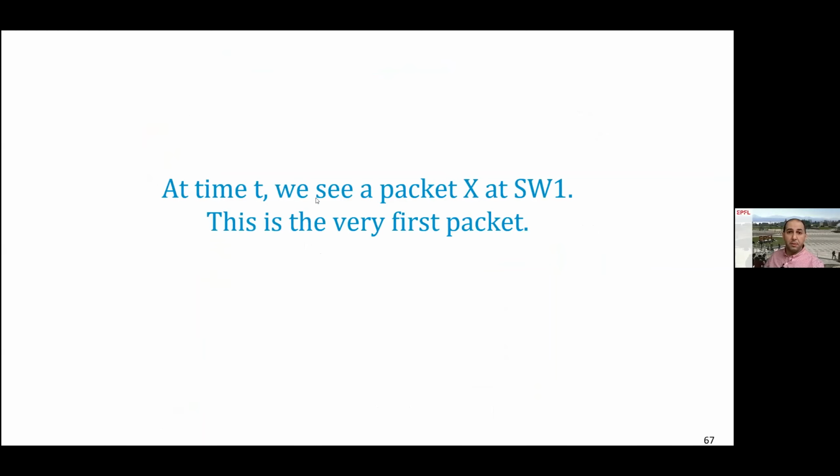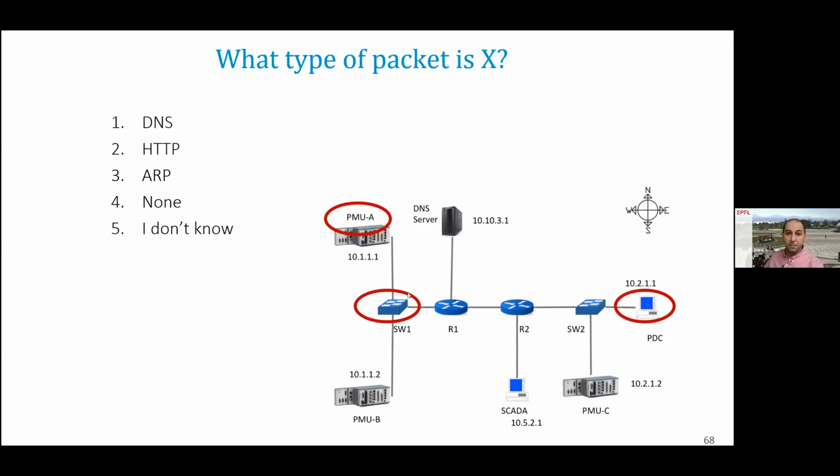At time T, we see a packet X at switch 1. This is the very first packet. Here we observe the packet sent by A at switch 1, and the purpose of A originally is to communicate with PDC. Now, what type of packet is X? Poll.